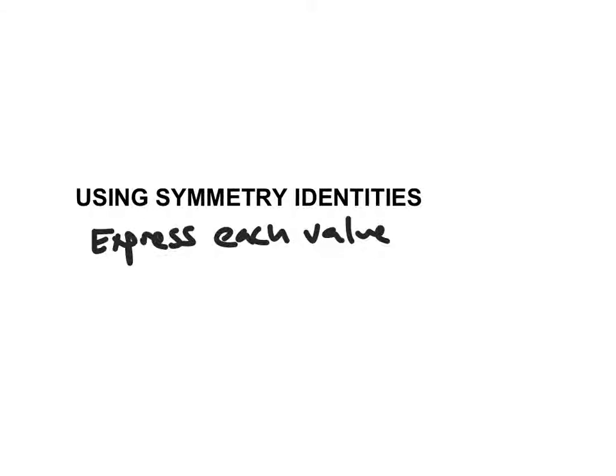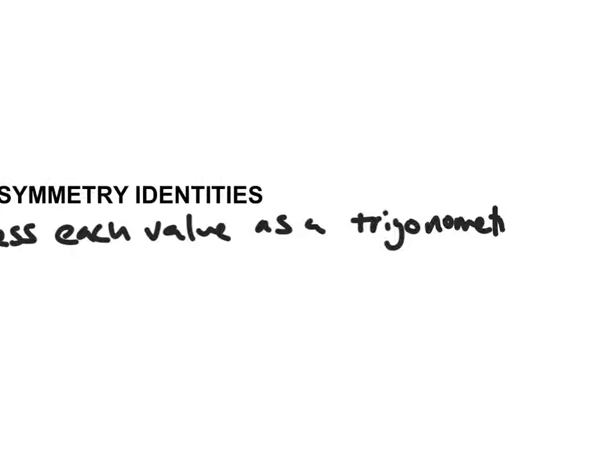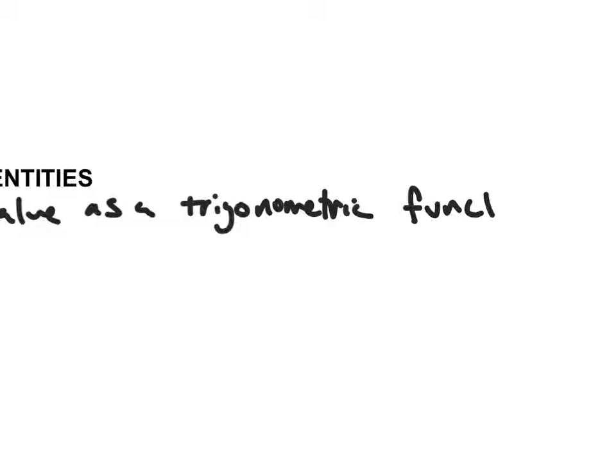All right, so on this next one, we want to use these things called symmetry identities. I'm just going to show you how I would go through these. It wants us to express each value as a trigonometric function of an angle in quadrant 1.